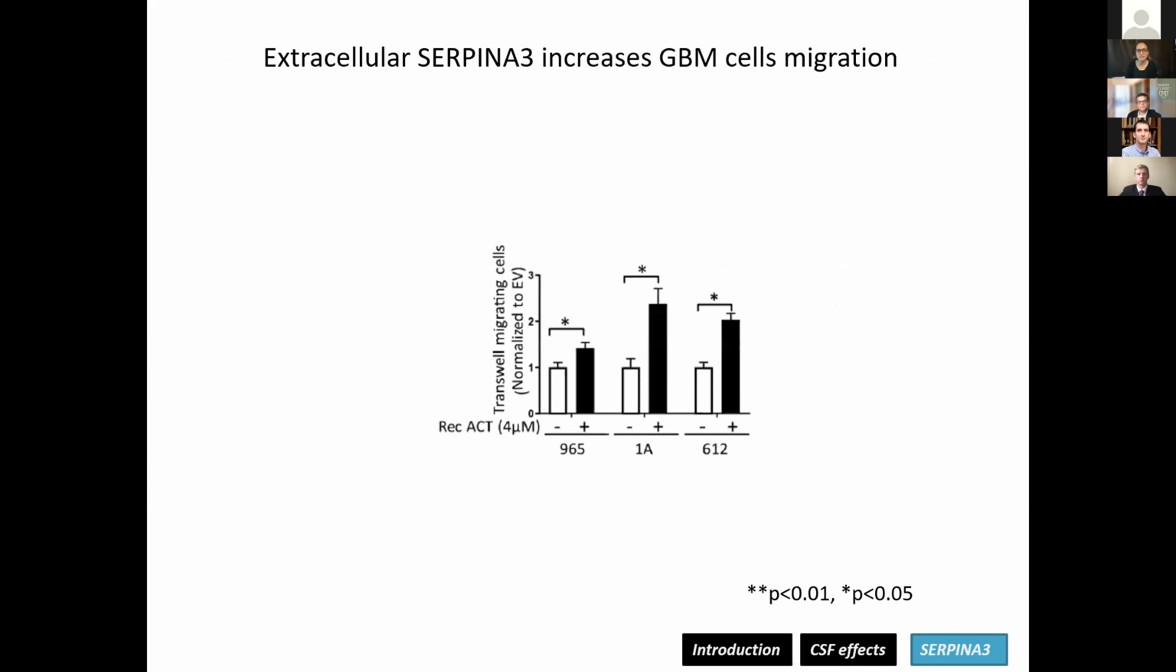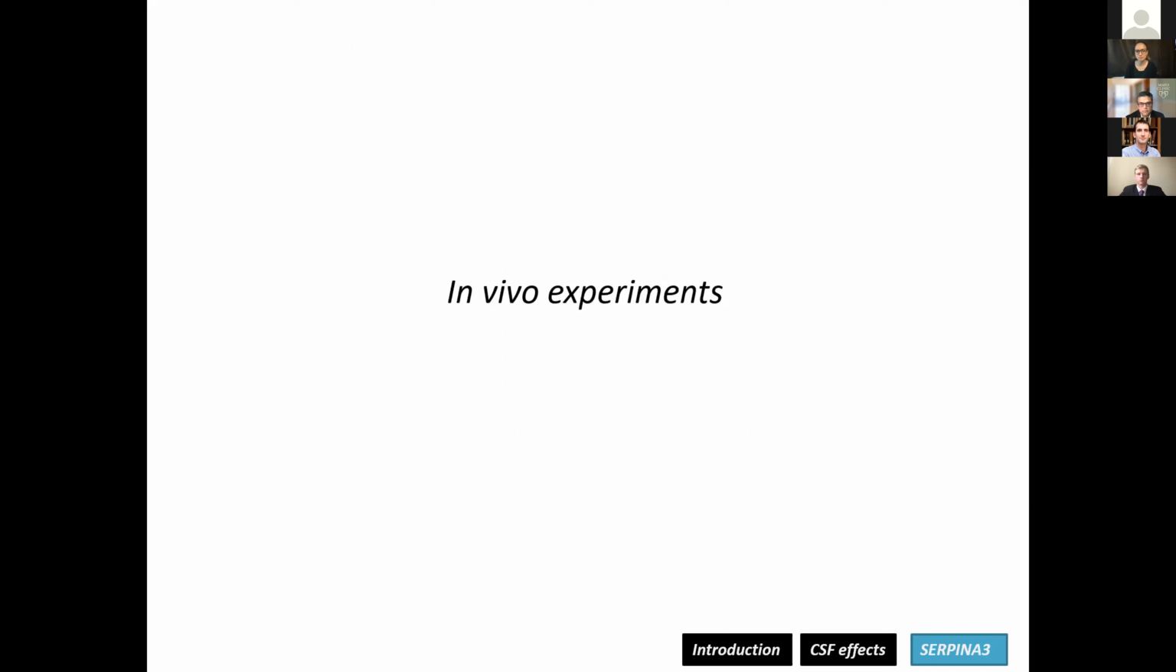Next slide, please. Thank you. And then we wanted to check if extracellular SERPIN used as a recombinant protein had any role in modulating the behavior of cancer cells. We saw that the recombinant SERPINA3 was also promoting migration in cancer cells, and this was tested in 3 different primary glioblastoma cell lines.